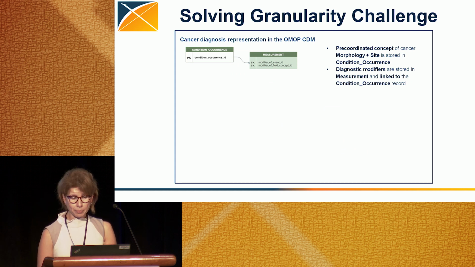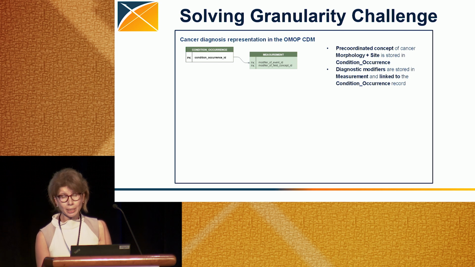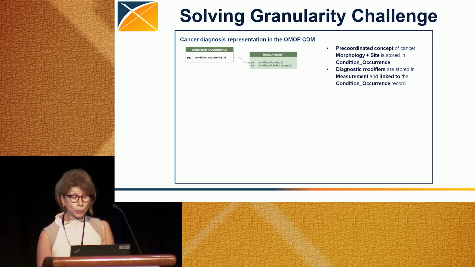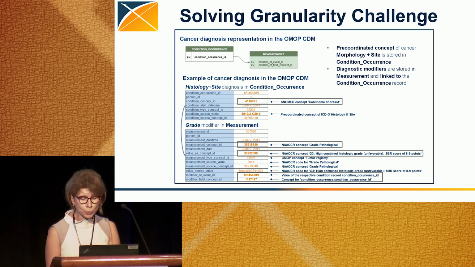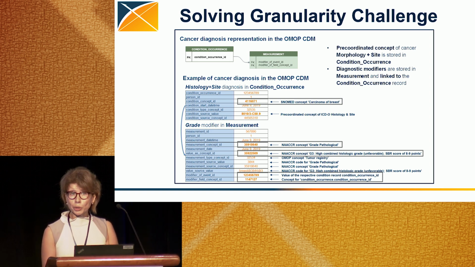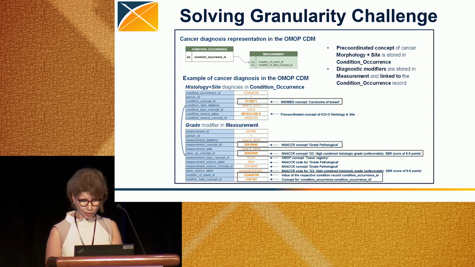In OMOP CDM, we're going to record those basic cancer diagnoses, those pre-coordinated terms, in condition occurrence, as usual. The modifiers we're going to record in the measurement table. And we extended the measurement table so that the two can be linked explicitly. So for example, in this record of carcinoma of breast, the grade is recorded in the measurement table and explicitly linked to the condition occurrence record.